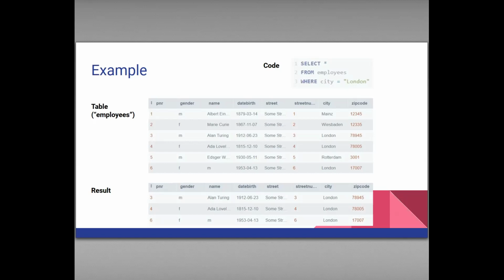Select means give me information. Star just means all the elements in the whole row, and we specify we want to get the data from the employees table. We could already leave it at this, then we would get the whole table, but we can also specify we just want the elements where we have as city London. So this would be the result.